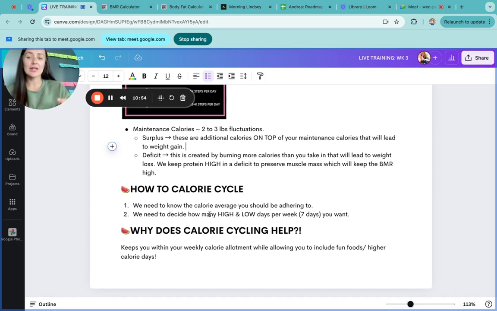Okay. So, all we need to do is know the calorie average you should be adhering to across a 7-day period. And then we just need to decide how many high and low days per week that you want to have. Okay. So, the more high days, the lower the low days are going to have to be, right? Because you still need to fit into that weekly average.